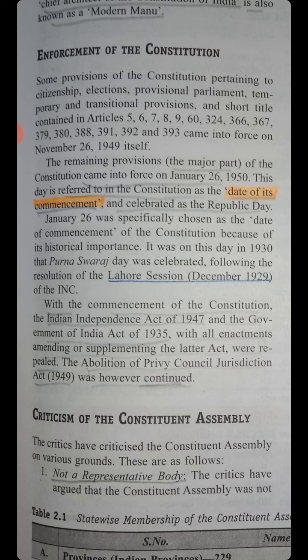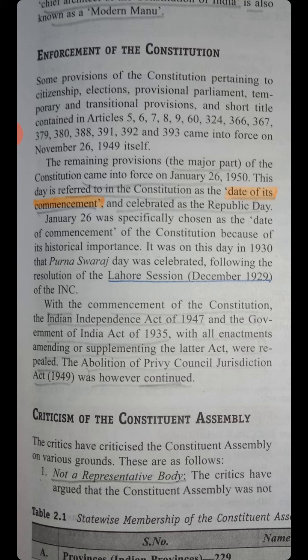January 26 was specifically chosen as the date of commencement of the Constitution because of its historical importance. It was on this day in 1930 that Purna Swaraj Day was celebrated following the resolution of the Lahore Session of December 1929 of the INC. With the commencement of the Constitution, the Indian Independence Act of 1947 and the Government of India Act of 1935, with all enactments amending or supplementing the latter act, were repealed. The Abolition of Privy Council Jurisdiction Act 1947 was, however, continued.